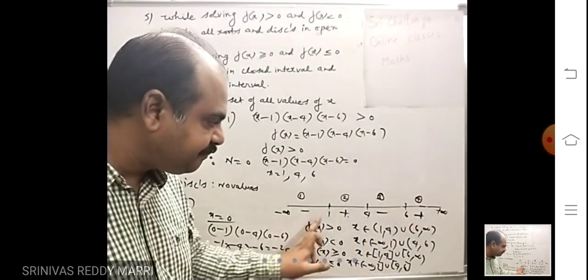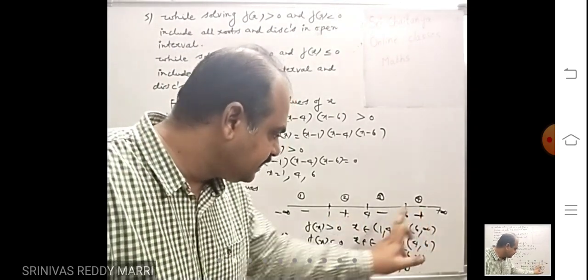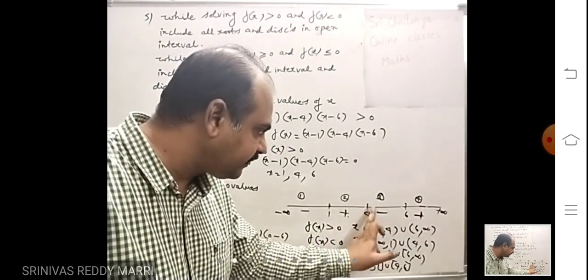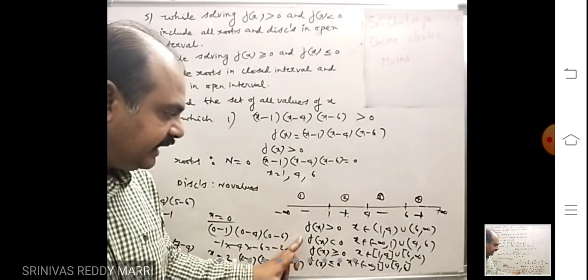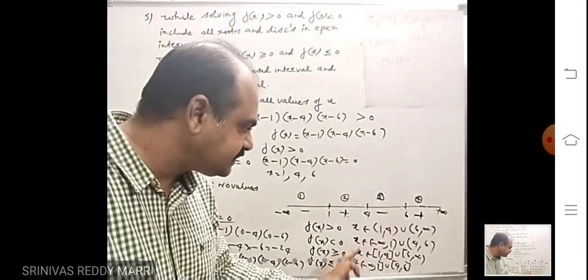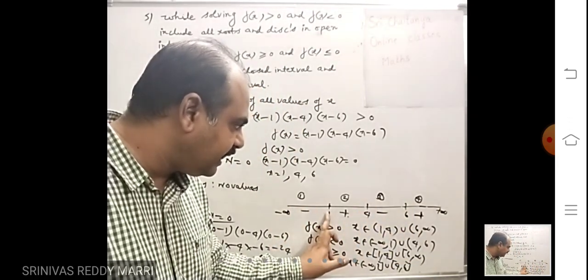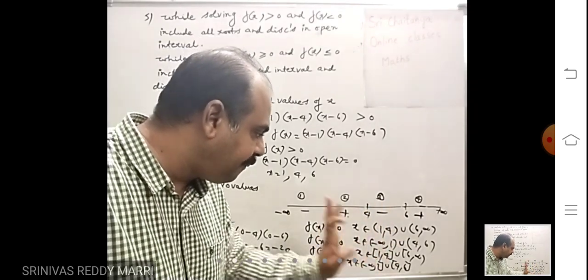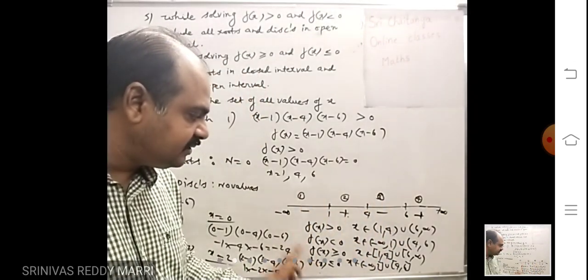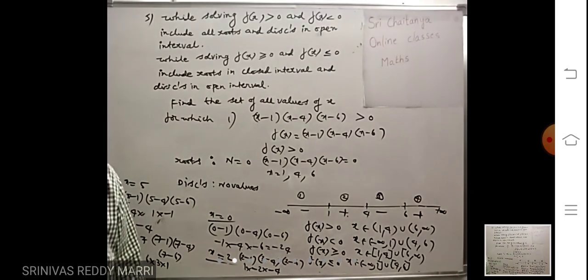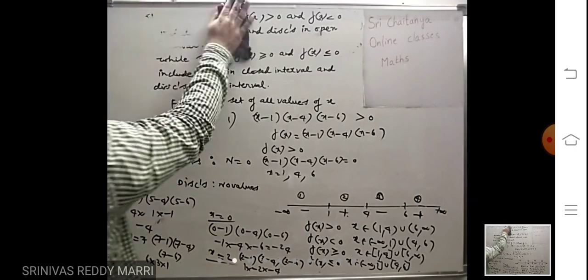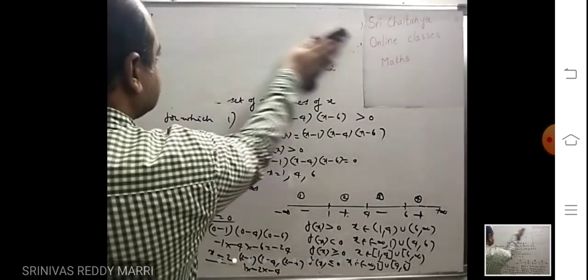Greater than 0 means positive intervals: 1 to 4 and then 6 to infinity. Less than 0 means negative intervals: minus infinity to 1, and 4 to 6, all open. Greater than or equal to 0, less than or equal to 0, all closed. Look at one more example, you will get clarity. After this example, I will invite doubts, whatever you have.